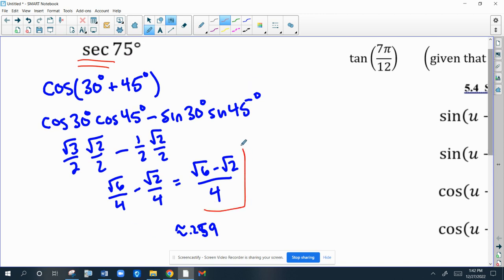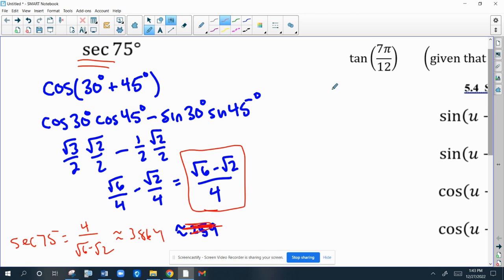This is the cosine. And the reason why I even look for cosine is because I want to figure out secant. I know secant is just the reciprocal of cosine. So the secant would be 4 over root 6 minus root 2. So let's see, 4 divided by root 6 minus root 2. The secant should be equal to 3.864. So sorry about that. We'll go over the tangent again.